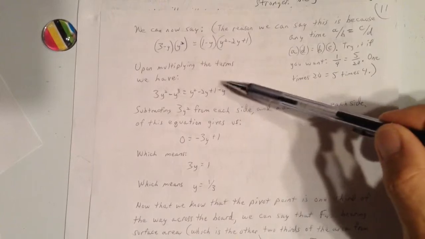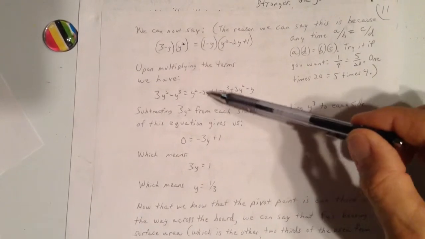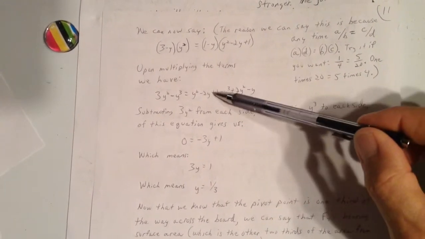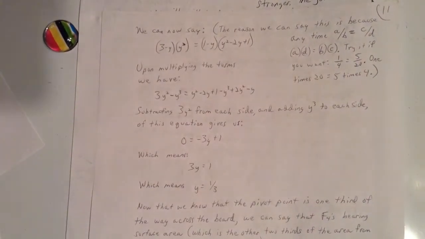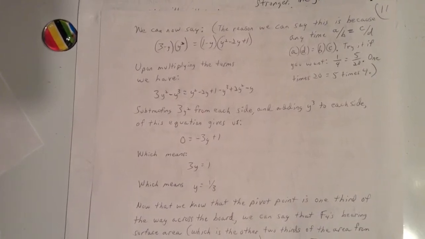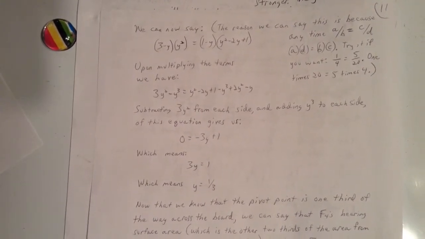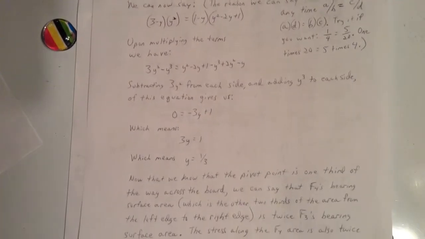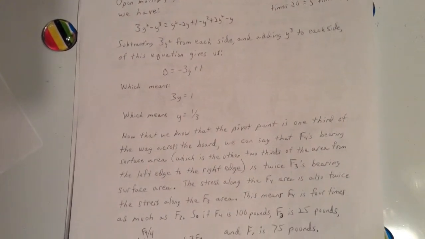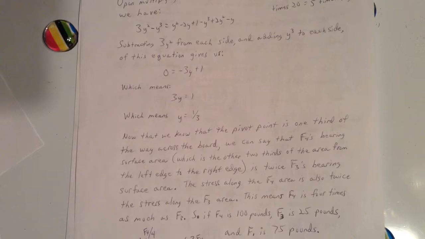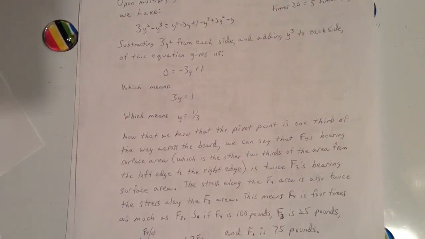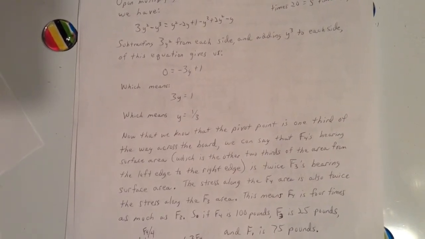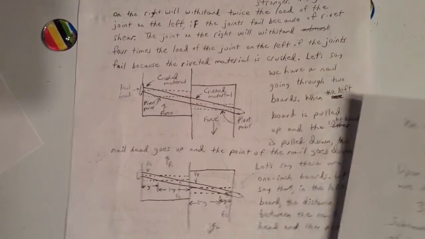And what we're left with is minus y minus 2y, so minus 3y plus 1, all that equals 0. And if minus 3y plus 1 equals 0, then 3y is equal to 1. And if 3y equals 1, y is 1/3. Now that we know the pivot point is 1/3 of the way across the board, we can say that F4's bearing surface area, which is the other 2/3 of the area from the left edge to the right edge, is twice F3's bearing surface area.